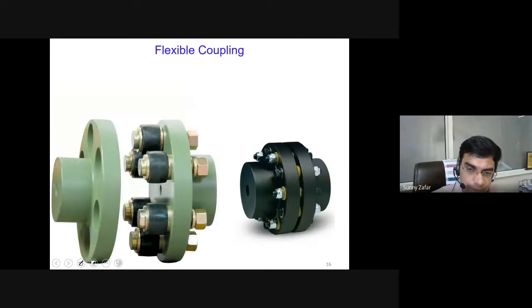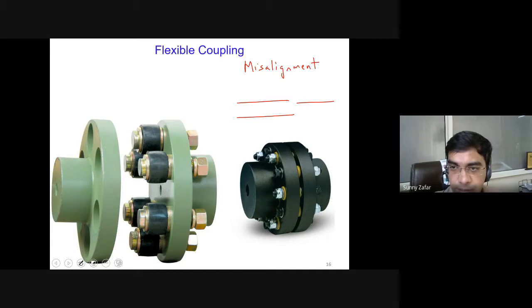Then we move to the next type of couplings, which are known as the flexible couplings. Now we had seen the previous couplings, they are the rigid couplings, but in most cases, while transmitting power, there is a slight misalignment. Misalignment means the shafts are not perfectly aligned in one line, or there is a slight offset. If you see the central axis of the shaft, there is a slight offset. This slight offset is known as the misalignment.